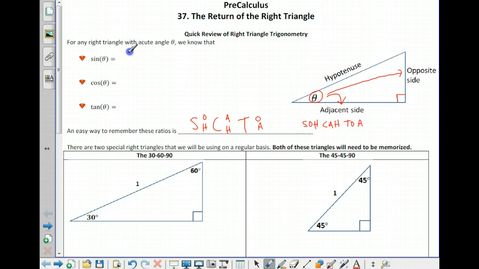So sine is opposite over hypotenuse. Cosine is adjacent over hypotenuse. And tangent is opposite over adjacent. Any questions on those? Again, I like to write it like this. Helps me remember how to divide. Questions?